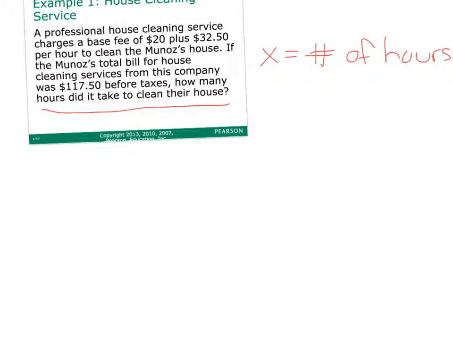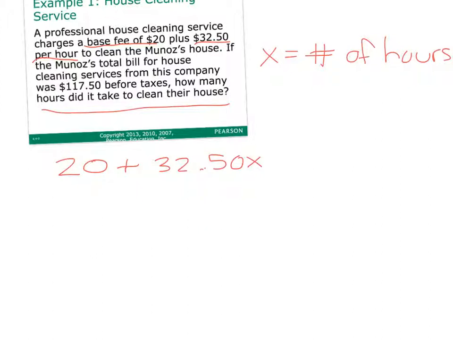Okay, so they get paid a base fee of $20. So no matter how much cleaning happens, they get paid $20 just to show up to the house. In addition to the $20, they get paid an hourly rate of $32.50. So you're going to pay $32.50 per hour. The problem is you don't know how many hours that is, so that's going to be $32.50 times x.